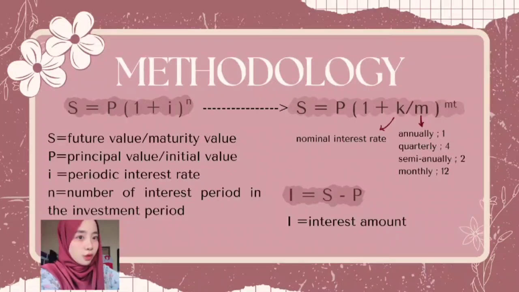S is future value or maturity value, P is principal value or initial value, I is periodic interest rate. The formula for I is K per M, and N is the number of interest periods in the investment period. The formula for N is M multiplied by T. K is nominal interest rate, and M, which is annually equal to 1, semi-annually equal to 2, quarterly equal to 4, and monthly equal to 12. Capital I is interest amount. The formula for interest amount is S minus P.